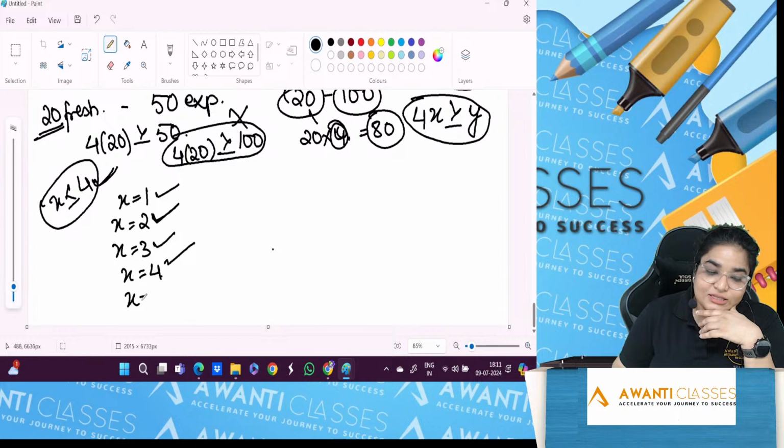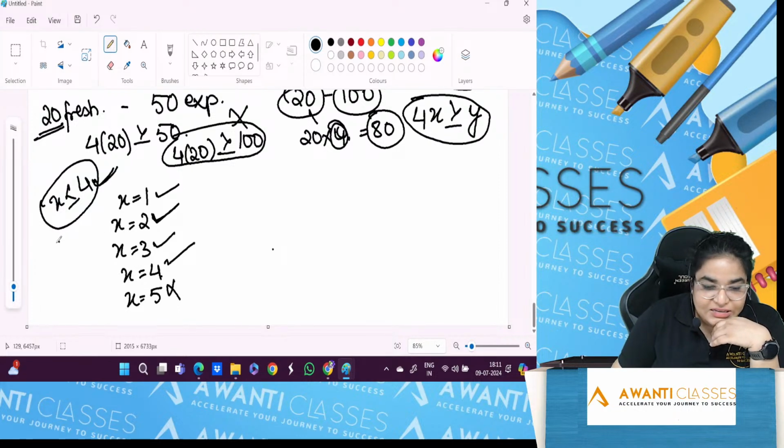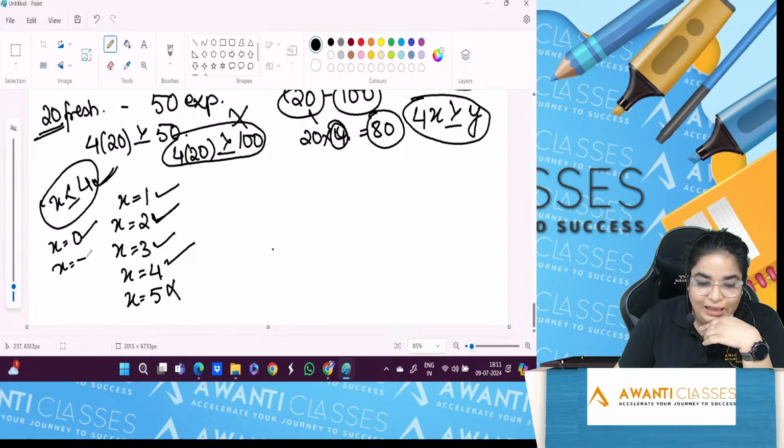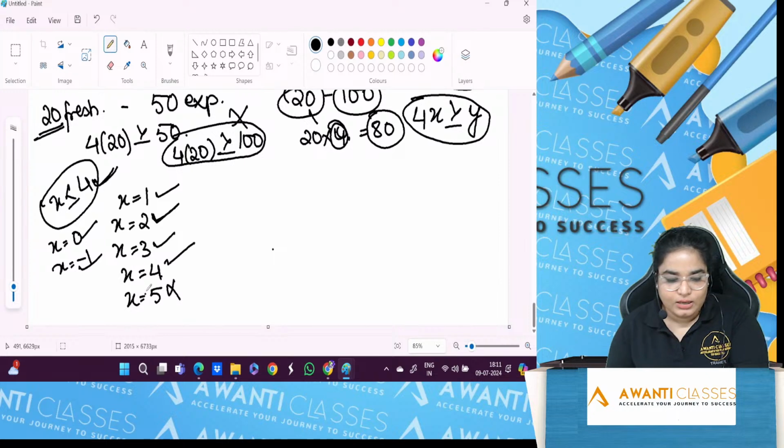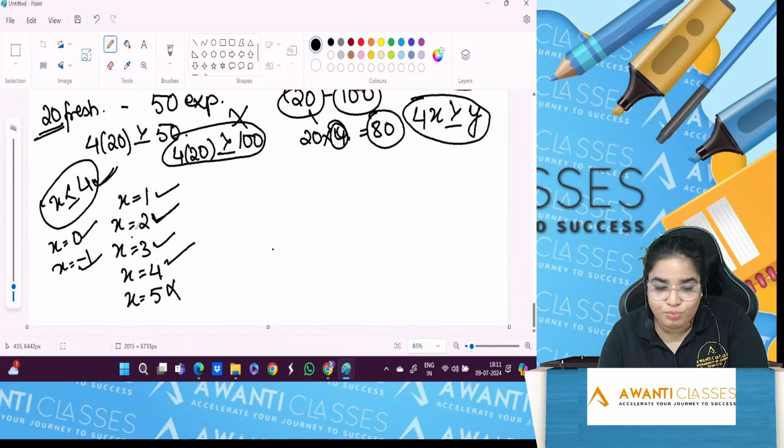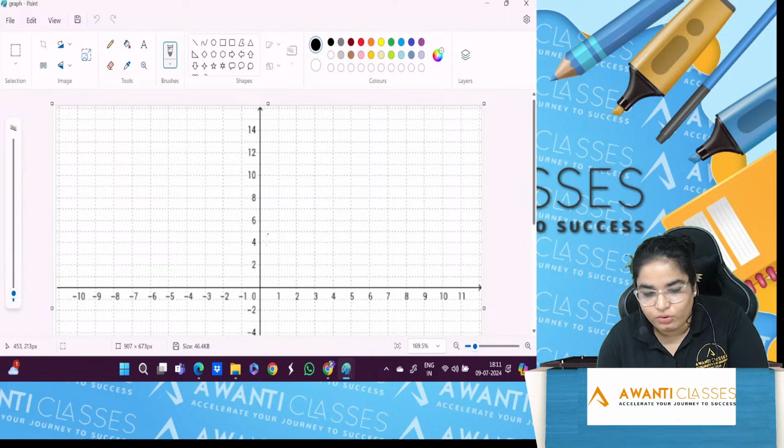But if I say x is equal to 5, will it work? No. If I say x is equal to 0, will it work? Yes. If I say x is equal to minus 1, yes. Let us take any of these 2 points, 2, 3, 2, minus 1, take whatever. Okay. X should be anything that is less than 4.